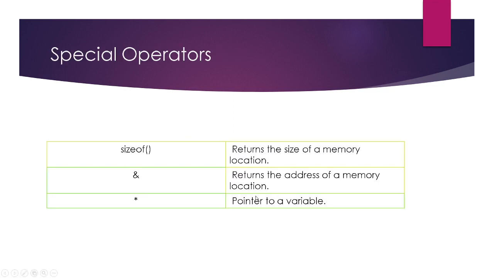Next is special operators. We already saw that asterisk is used for pointers. Next, this ampersand we also discussed in the pointers class. It will return the address of a memory location. You can check that video to understand more about ampersand. And the last is sizeof. Sizeof is used to return how many bytes my memory location is. Suppose I take an integer, it may return 4 bytes. If I use a character, it will return 1 byte. If I want to know how many bytes my variable is, I can use sizeof.